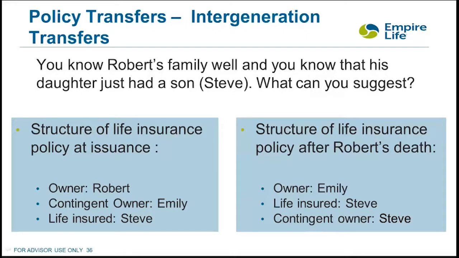You explain to him that the previously proposed structure could be modified a little bit. In this other structure, he could still be the owner of the policy, and his daughter Emily would still be the contingent owner.